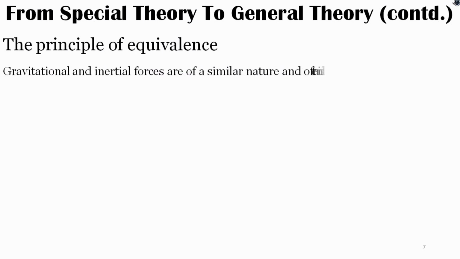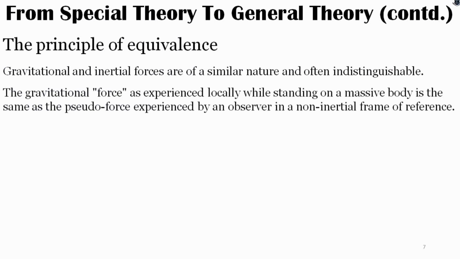Okay, so the first one is the principle of equivalence. This is very fundamental and we need to understand what it is. The principle of equivalence states that there is no physical difference between an accelerating frame of reference and one in a gravitational field, right? They are almost indistinguishable. So the gravitational force as experienced locally while standing on a massive body is the same as the pseudo force experienced by an observer in a non-inertial frame of reference, right?